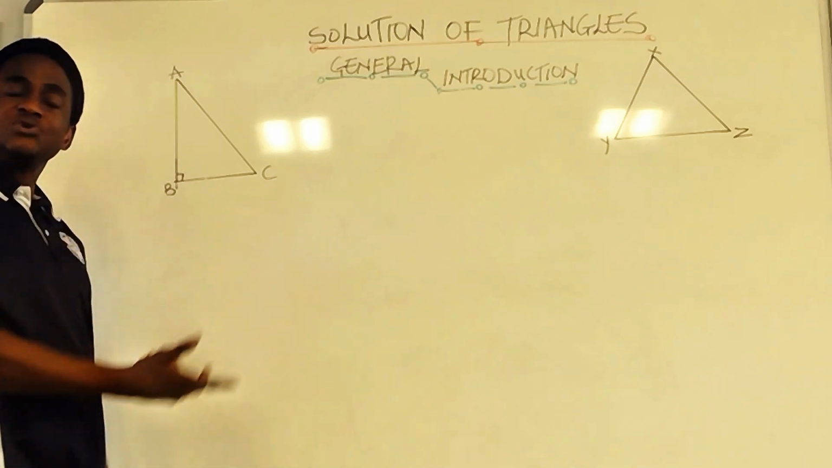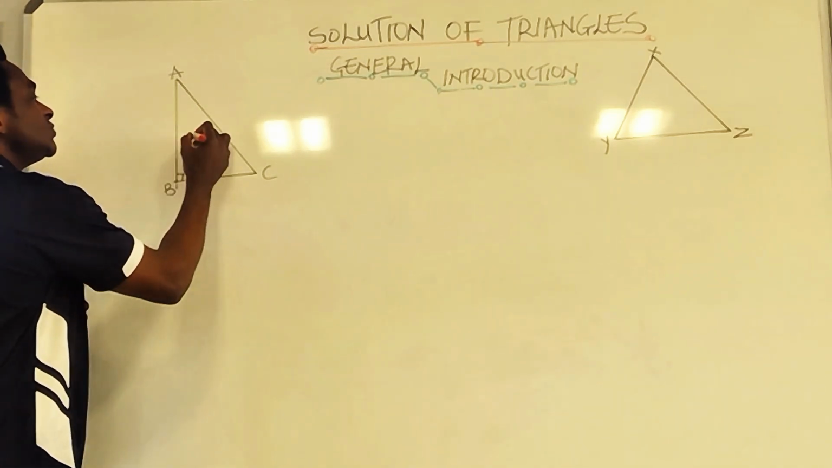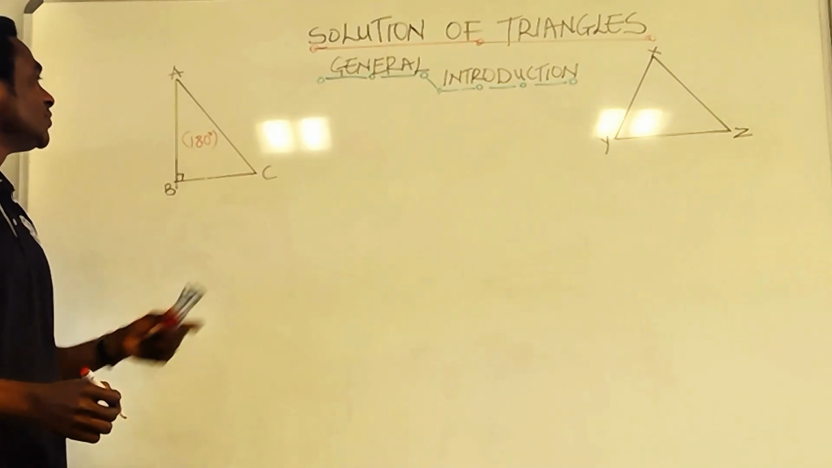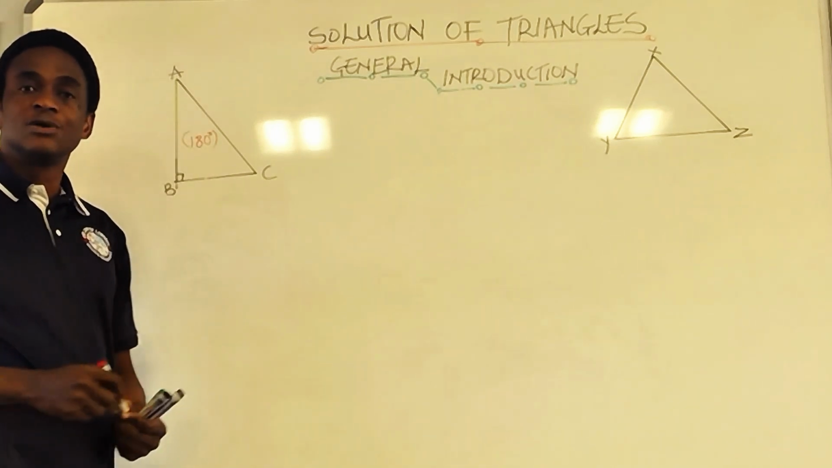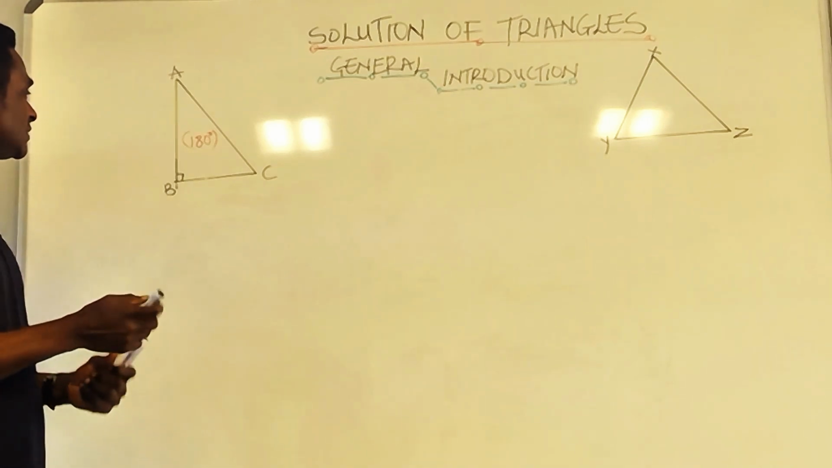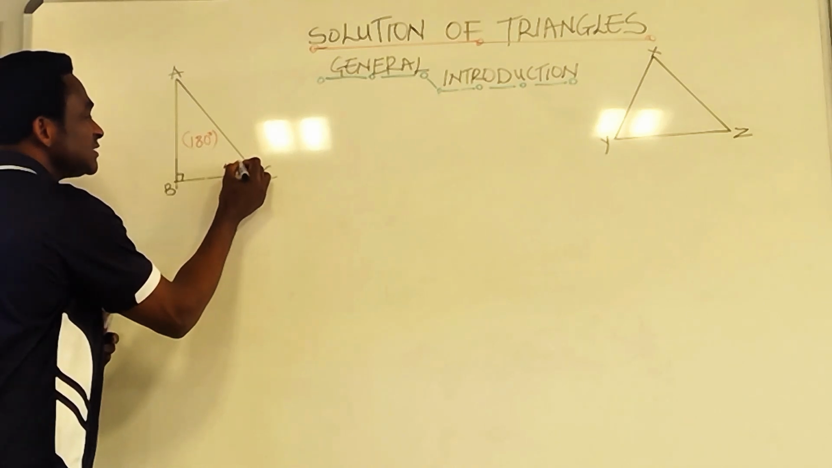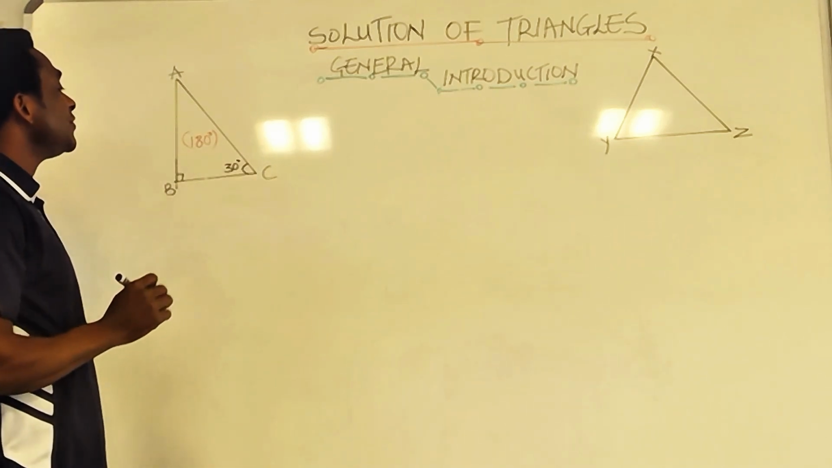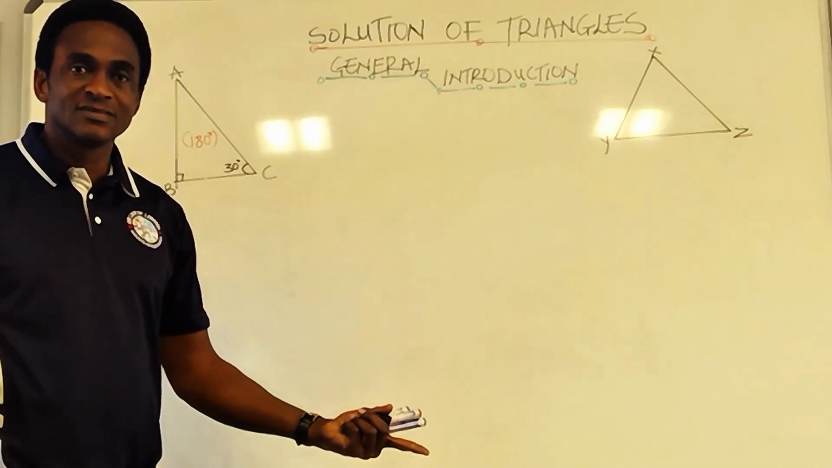If you are given two angles, of course, the sum of angles in the triangle is 180 degrees. So if you are given two angles, you can always get the third one by subtracting the other two from 180. Now the question is, what if we are given only one side? Let's say 30 degrees, and you are asked to find the length of the sides.